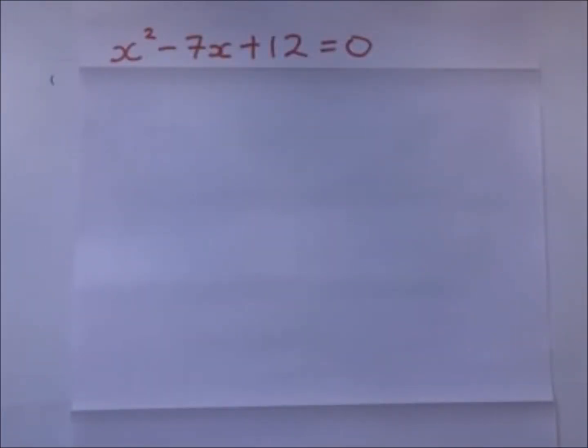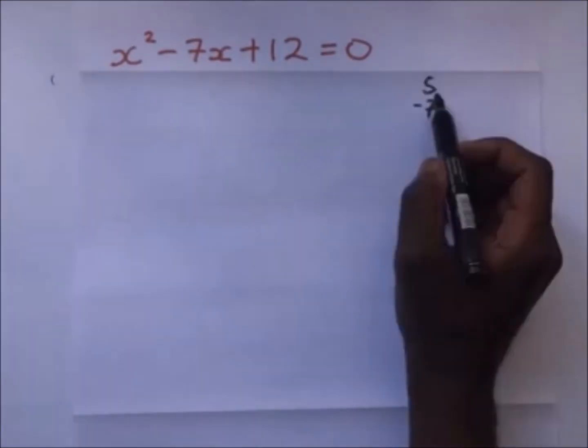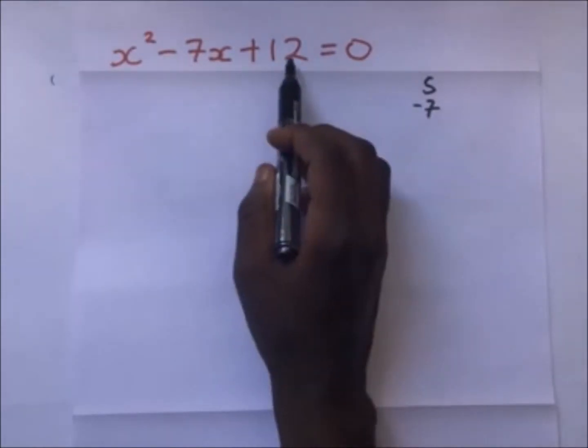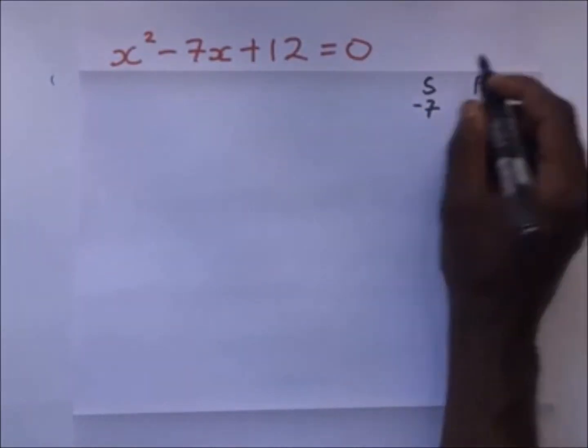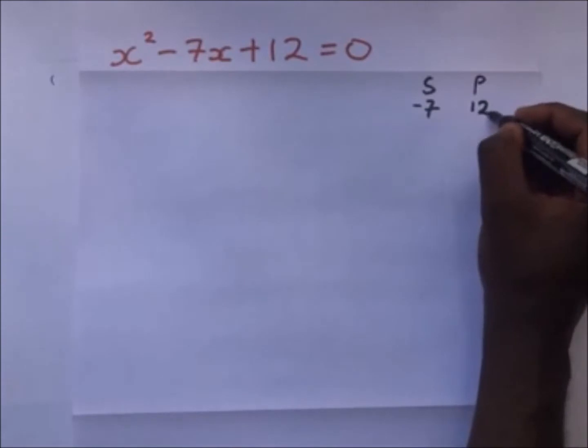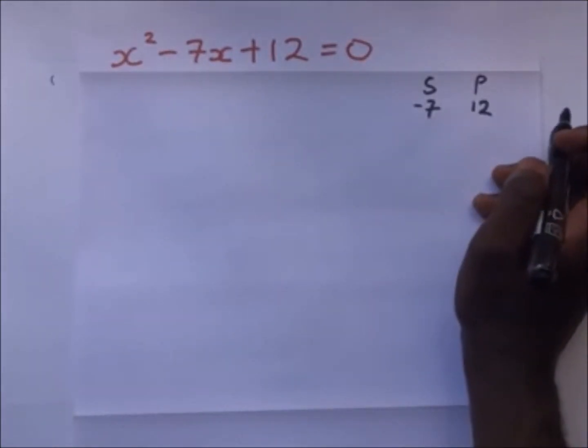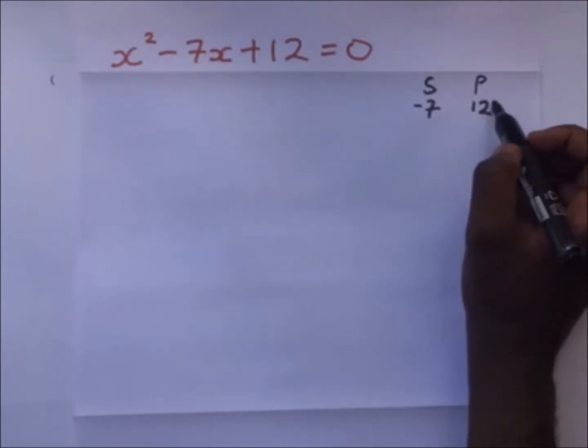Again, we are going to look for the roots of this. We are going to look for two numbers in such a way that when we add them, they give us a sum of negative 7, and when we multiply them, they give us a product of 12. So, what are these two numbers? Where do we get these two numbers? We get them by evaluating the factors of 12.